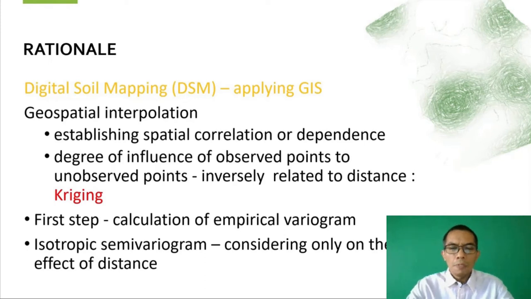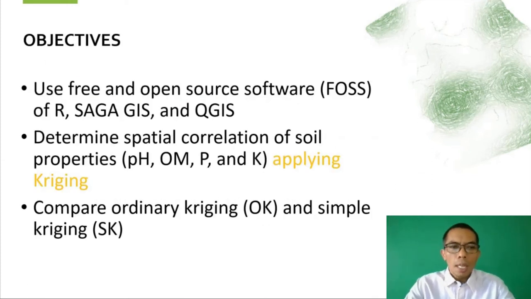Digital soil mapping is efficiently doable by applying Geographic Information System or GIS, as GIS can incorporate spatial and geostatistical analysis. GIS is efficient in management and storage of geographic data. The objectives of this study are, first, to use free and open source software: R, SAGA GIS, and QGIS. Second, to determine spatial correlation of soil properties, and the soil properties we have examined are pH, organic matter, phosphorus, and potassium, applying kriging. Third is to compare the results of ordinary and simple kriging.